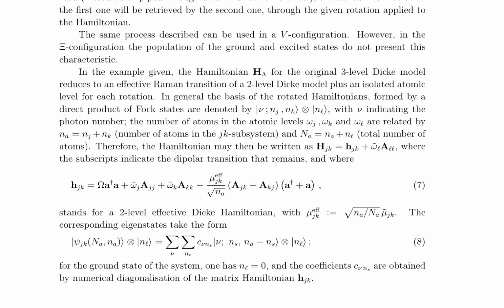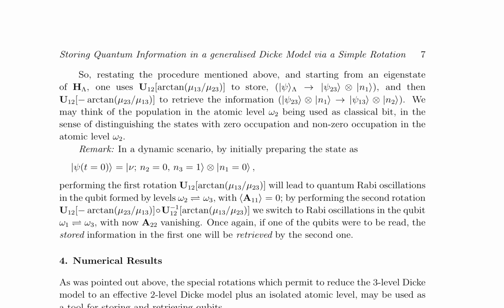its population characteristics. The Hamiltonian is reduced to an effective Raman transition of a two-level Dicke model plus an isolated atomic level, with eigenstates obtained through numerical diagonalization. This innovation offers a promising procedure for storing and retrieving quantum information. The research discusses storing quantum information in a generalized Dicke model via simple rotations.